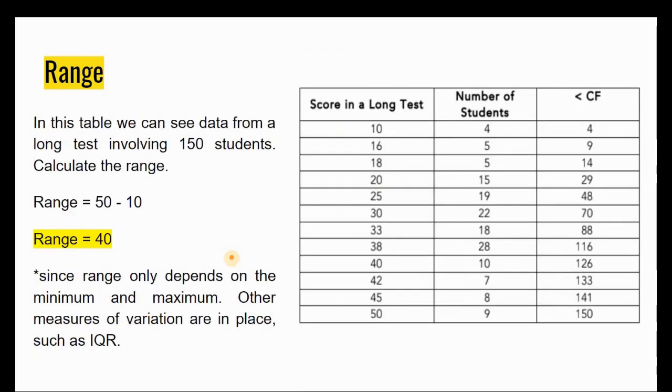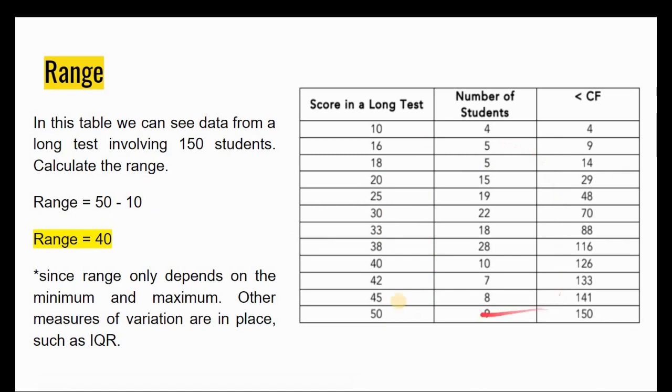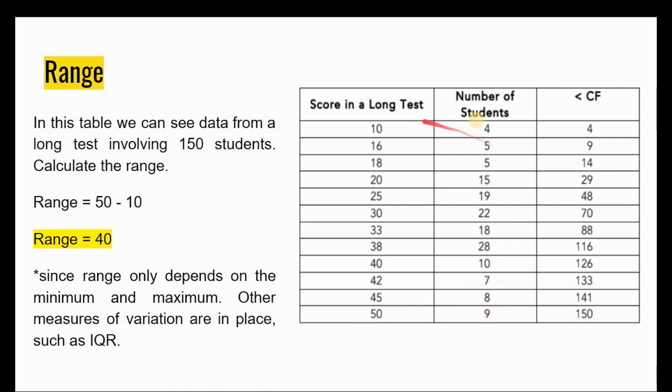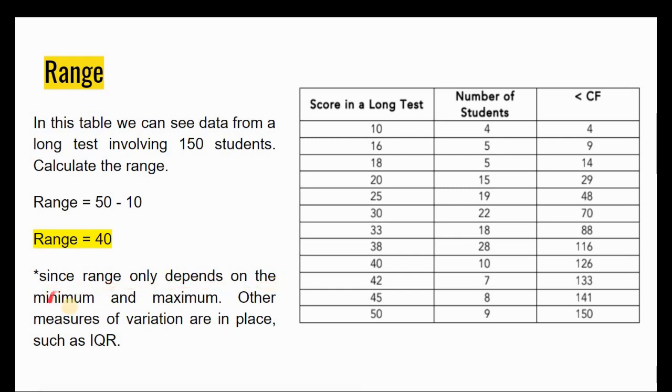Thus, we have different ways of measuring data. Now, if your data is grouped, the rule is still the same. Even if it is in a table, you just need to find the maximum and minimum. For example, this is our table, for those who took an exam. We have 150 students, a 50-item exam, and this is the number of students at specific scores. To get the range, it is still maximum minus minimum, 50 minus 10. Thus, your range is 40. Again, range only depends on the minimum and maximum values. This is why you have other measures of variance, like IQR, which is our next.